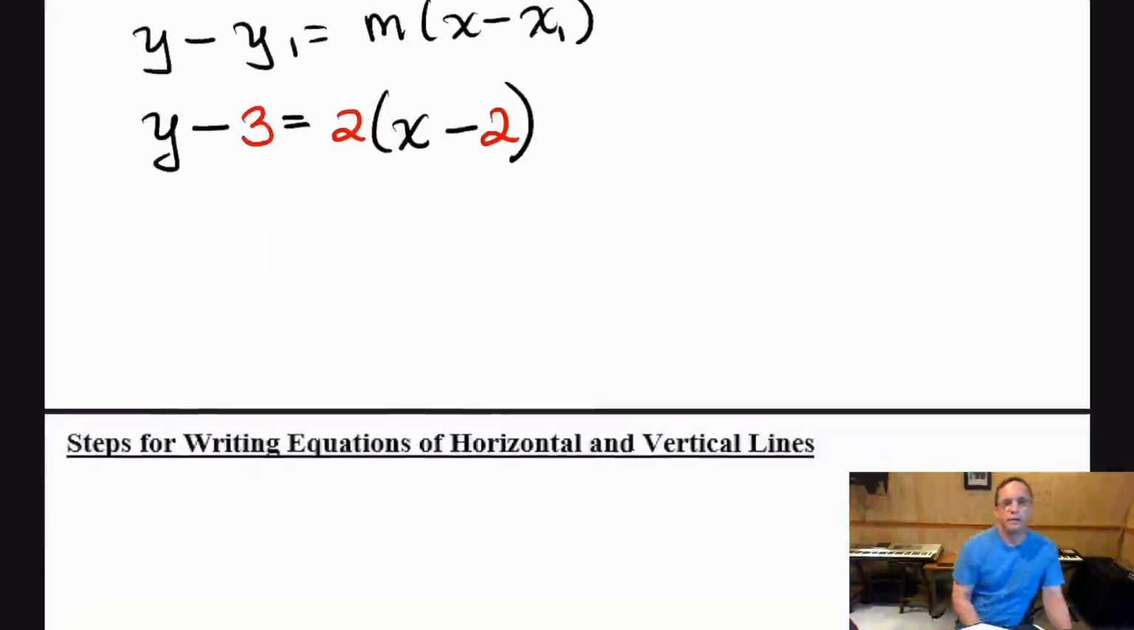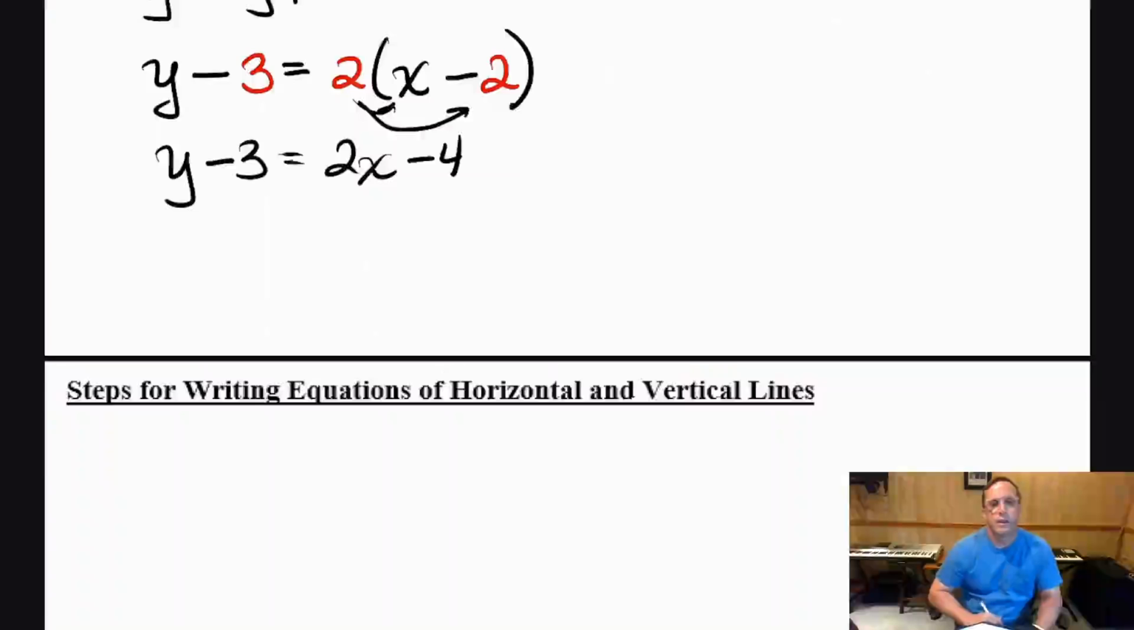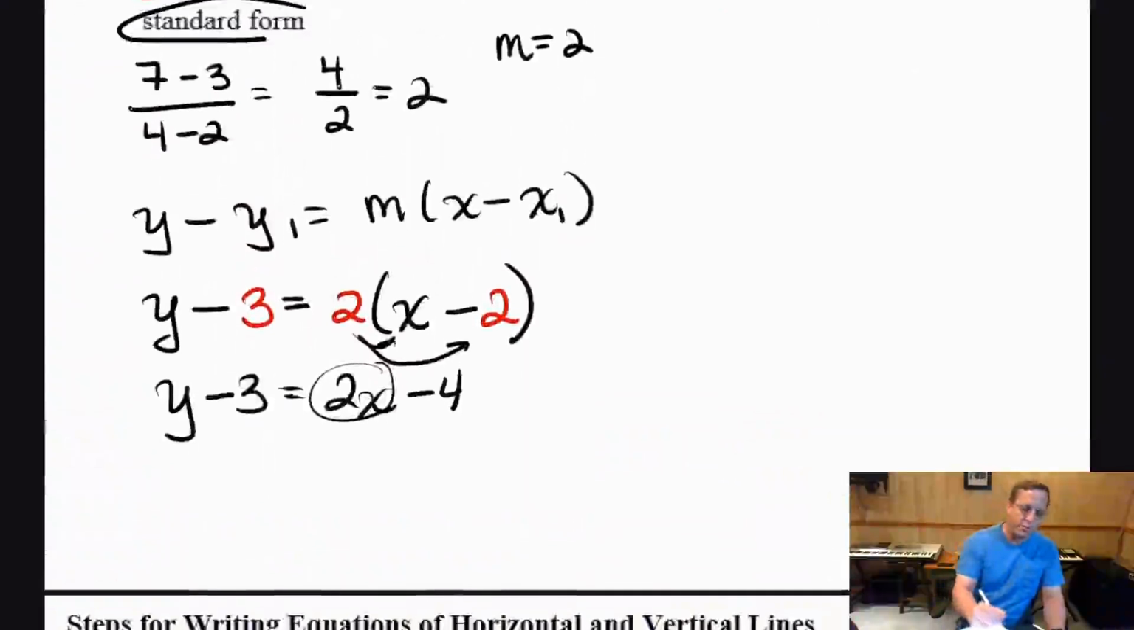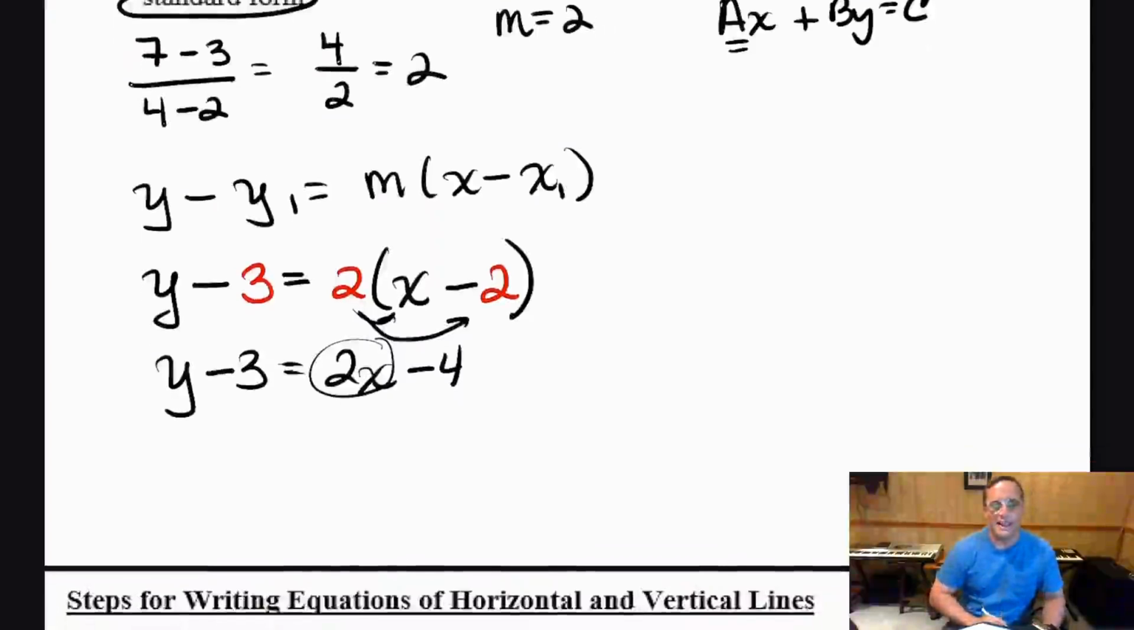And let's get those parentheses cleared out. So you got y minus 3 multiplied by 2. So you got 2x minus 4. And since we want to get this in standard form, standard form is where you have ax plus by equals c, and the a has to be positive. So right now the x is positive, so let's leave it that way.